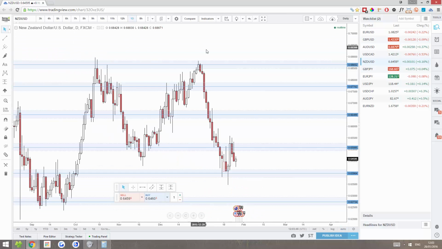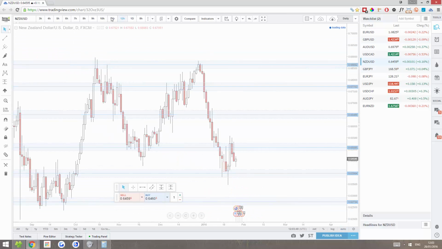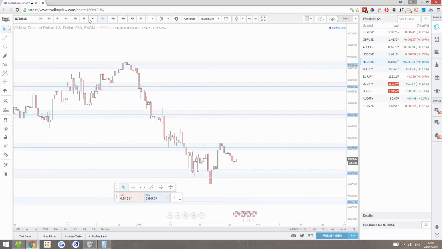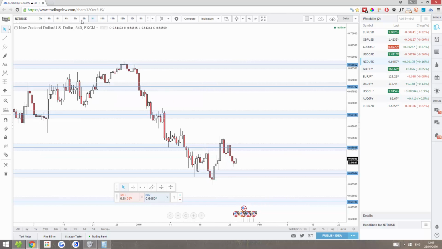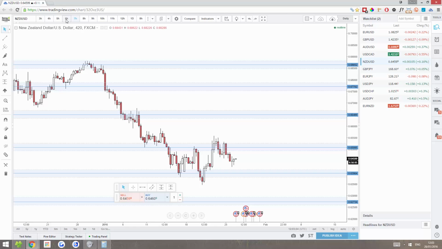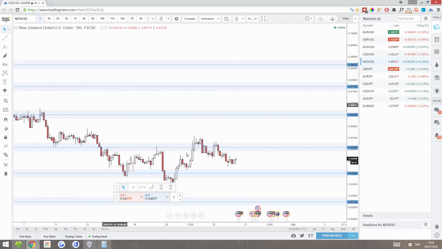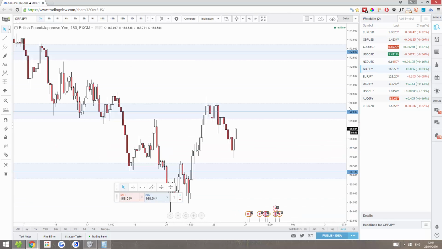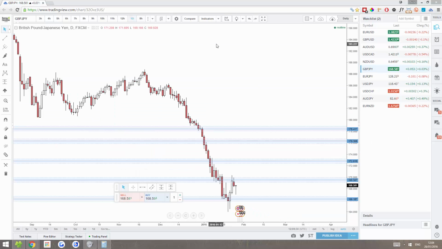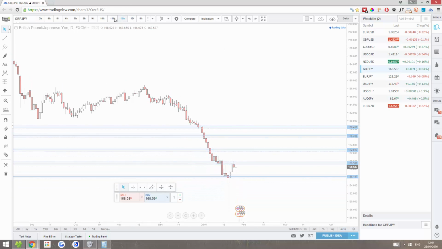Okay, New Zealand USD. Let's start up with the daily and work our way down, but it doesn't look like there's going to be anything on this chart. But I'm going to go down each and every time frame anyway and just get an idea of what's going on, but there's nothing. Okay, so GBP JPY, let's see what's going on with this. And it doesn't look like there's anything much happening really.